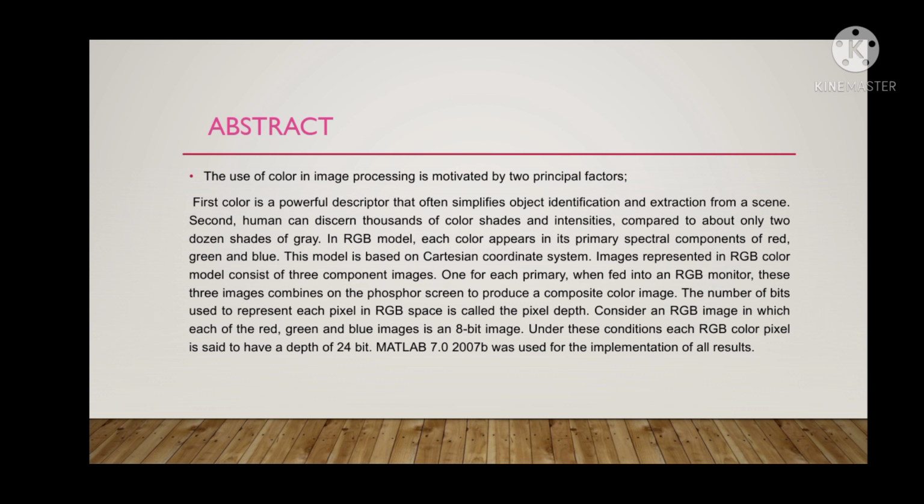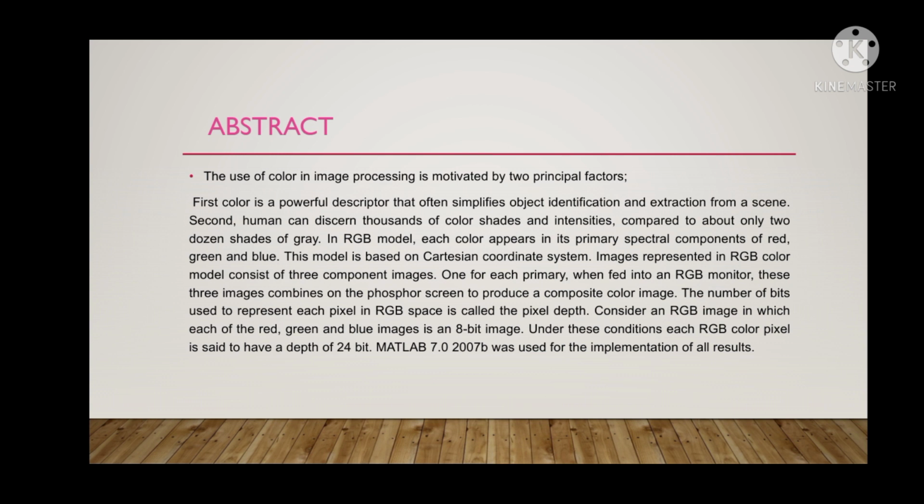In the RGB model, each color appears in its primary spectral components of red, green, and blue. This model is based on the Cartesian coordinate system. Images represented in the RGB color model consist of three component images, one for each primary. When fed into an RGB monitor, these three images combine on the phosphor screen to produce a composite color image.